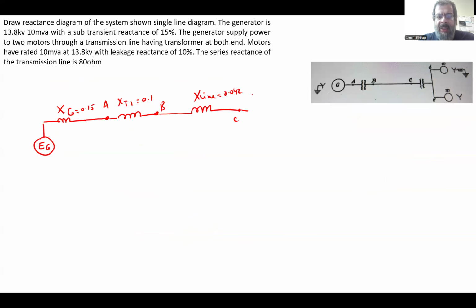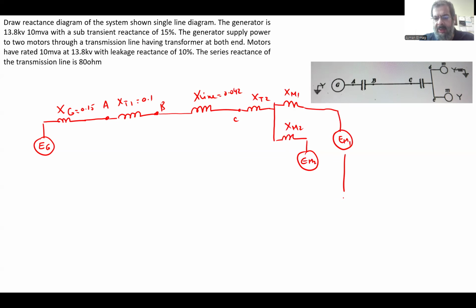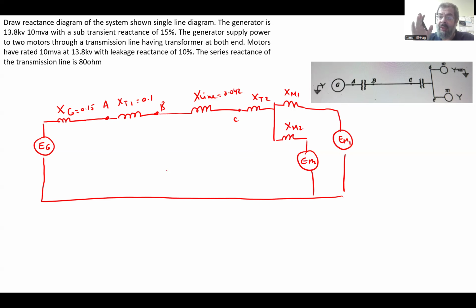Then we have XT2, which is identical to XT1. And then we have the motors M1 and M2, XM1 and XM2, each with an internal EMF, EM1 and EM2, grounded and connected to the generator. So this is what we call the reactance diagram, and it is in per unit, in one common base system.